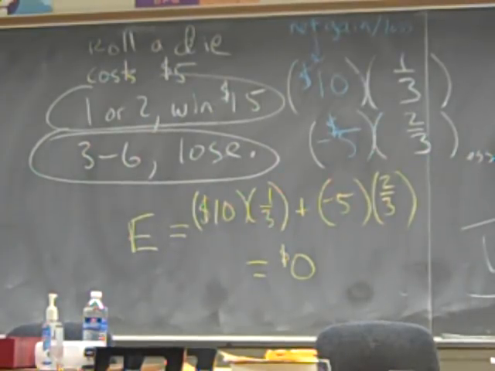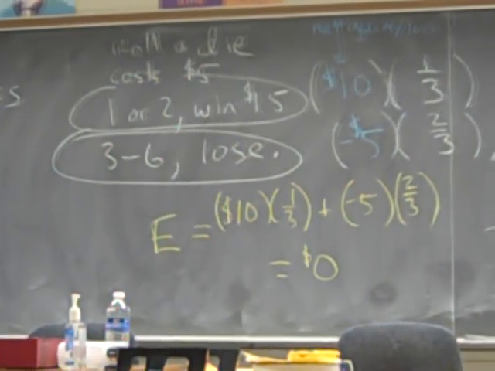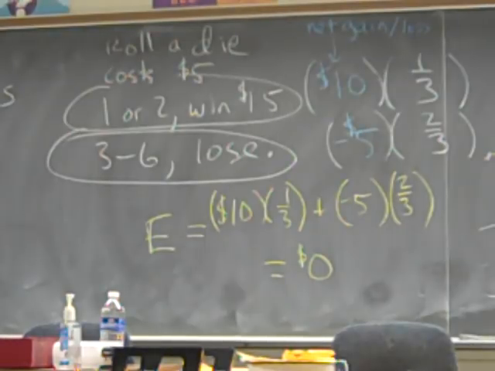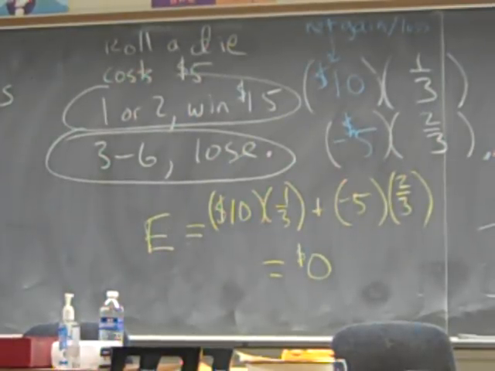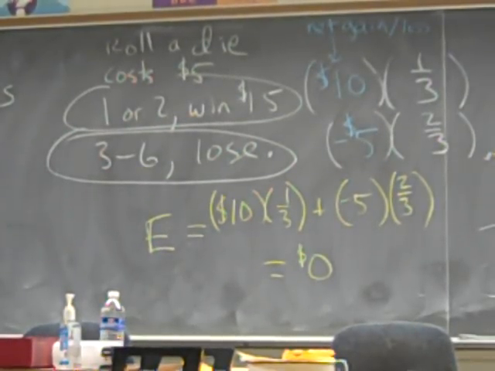But obviously you'd have to play a whole bunch of times, right? If you're going to roll it once and be done with it, well, it's not going to be very fair because you're most likely going to lose your $5. But if you play a whole bunch of times, let's say 1,000 times, you're expected to come out with nothing. You didn't win, you didn't lose, because in the end it's going to balance out.